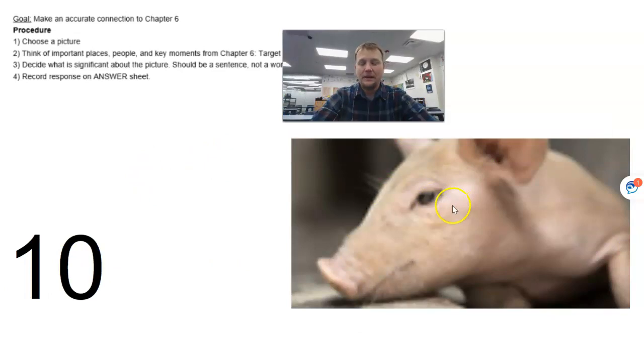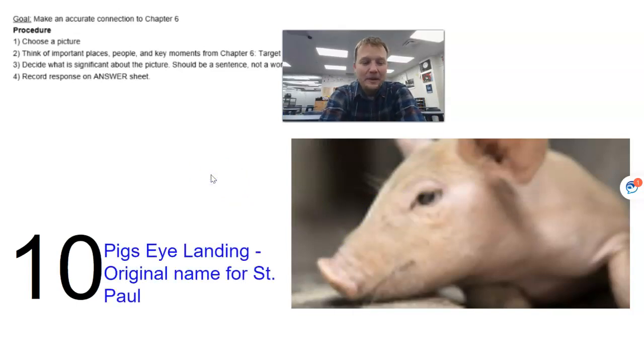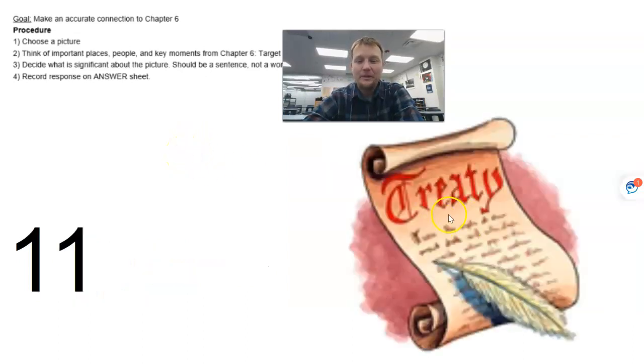Number 10, you can imagine what this one is, the pig's eye. I hope you remember that the original name for St. Paul was Pig's Eye Landing. So that pig is supposed to represent Pig's Eye Landing, the original name of St. Paul. Number 11 is the image of the treaty here.